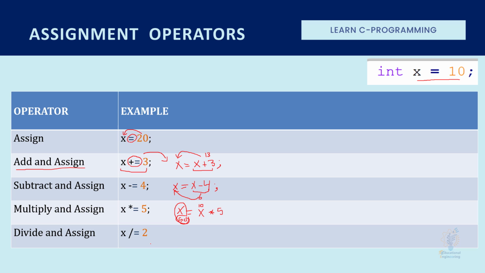If we go down here to the last one, x equals x divided by 2. So 10 divided by 2 is 5, and 5 will be stored inside x. So the new value of x will be 5. This is the short form of this equation, this is the short form of this equation, and this is the short form of this equation.